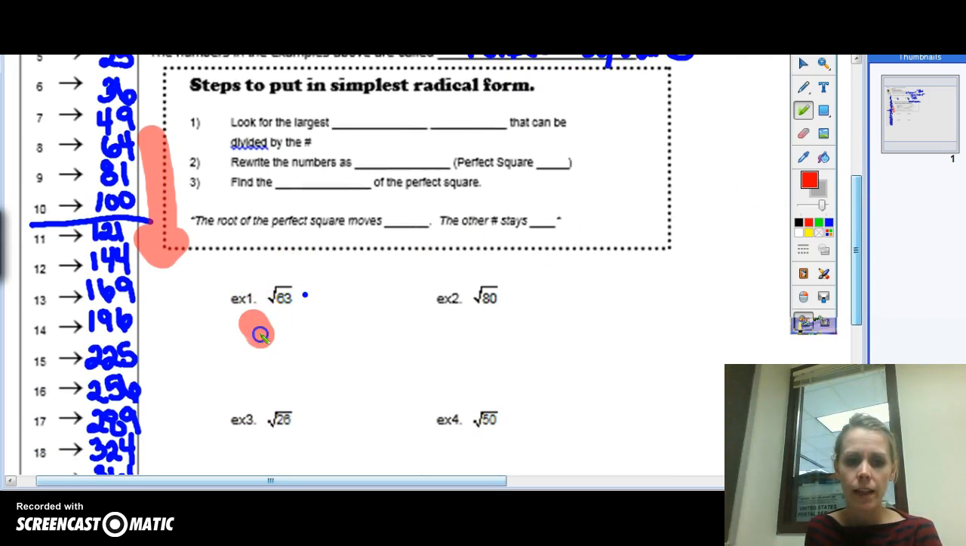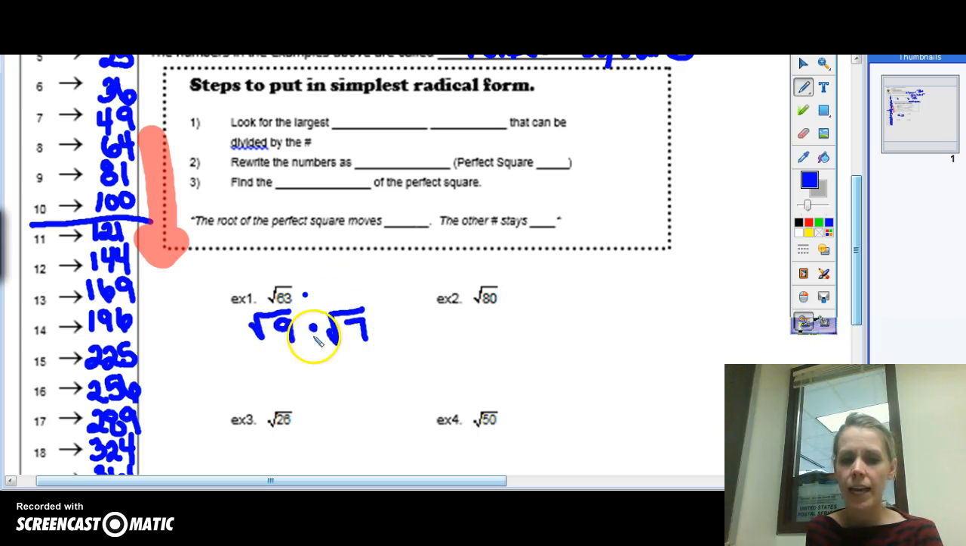So I'm going to write it like this. I need my pen. So I'm going to do 9 is the perfect square times 7. Sorry.